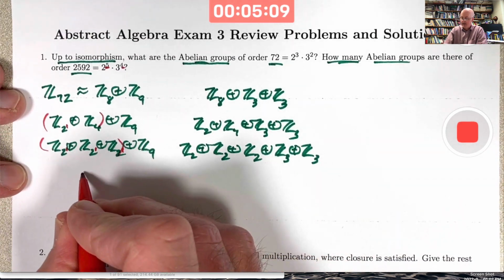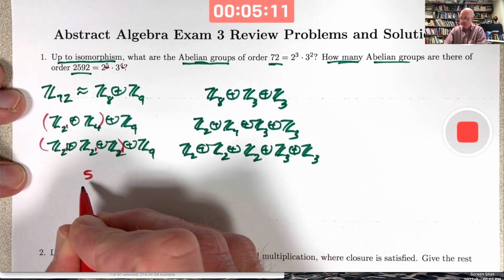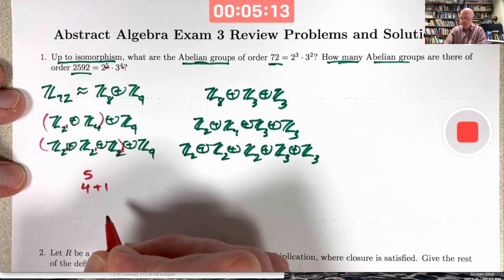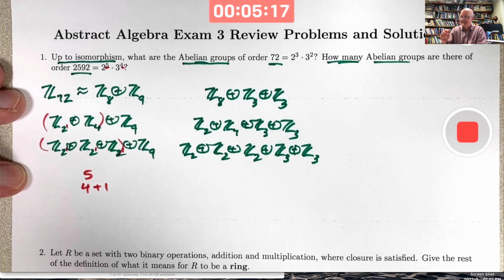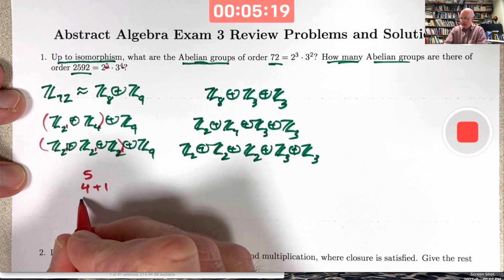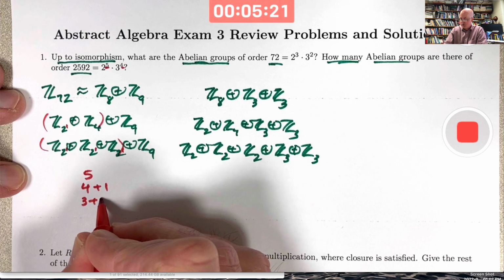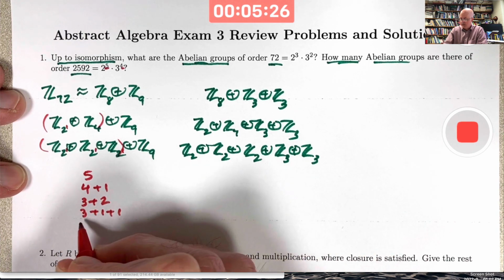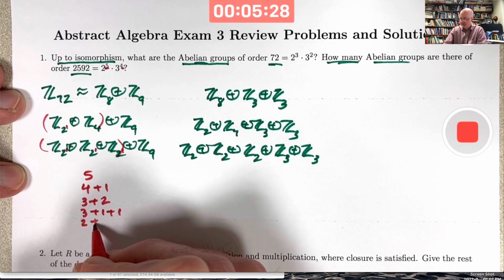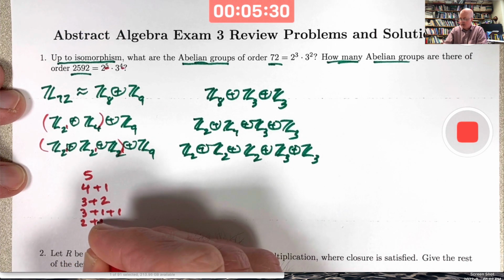5 can be written in, well, how many ways? Just as 5 itself, or as 4 plus 1, which is the same as 1 plus 4. We don't think about writing 1 plus 4 as a distinct possibility here. We can also write 3 plus 2. We can also write 3 plus 1 plus 1. We can also write 2 plus 2 plus 1.